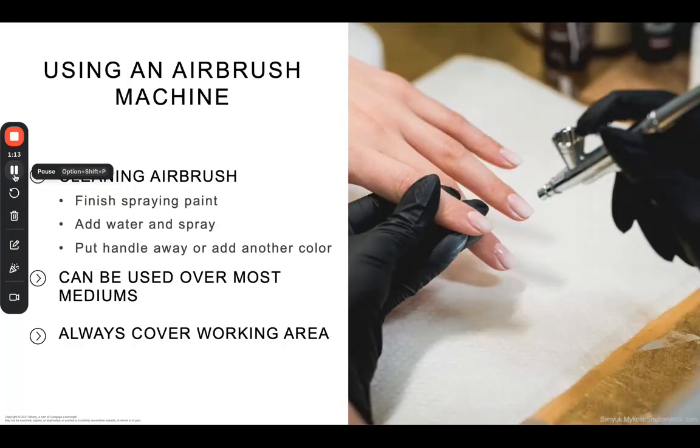When it comes to cleaning your airbrush machine, you want to make sure that you're always finished spraying your paint. You want to add water to the paint reservoir to flush it out, and spray until it's flushed out, and then you can either put the handle away or you can add a different color. It just depends on what your next move is going to be with your airbrush machine. It also can be used over most mediums.